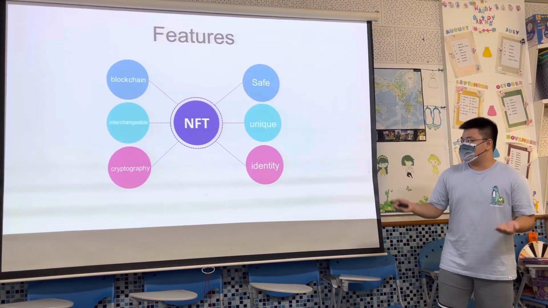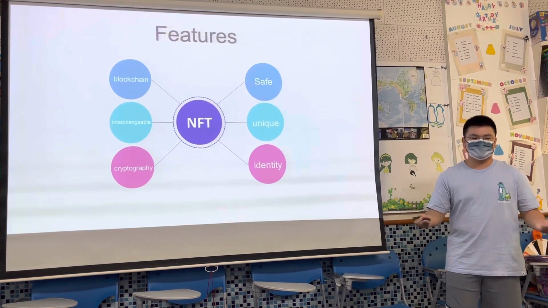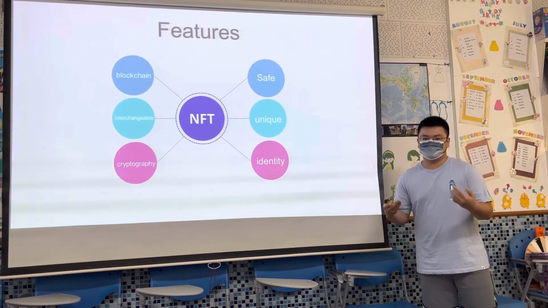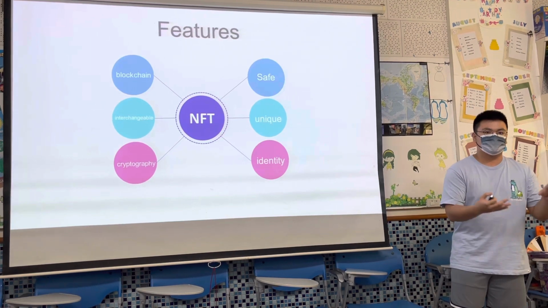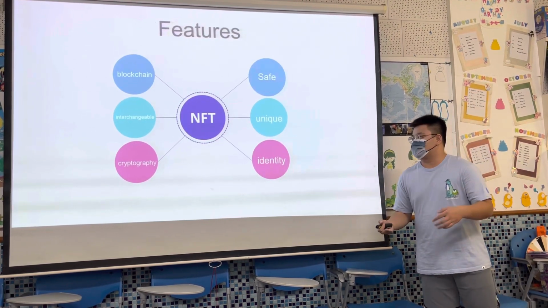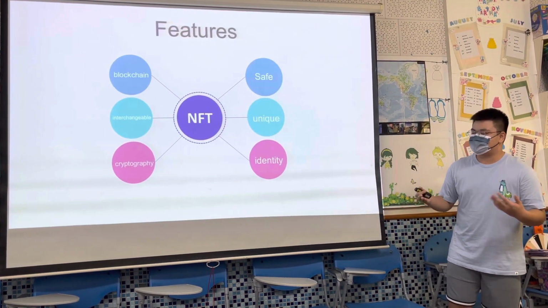To sum up, here are some features of NFT. First of all, it is safe and unique because it uses the blockchain as one of its core technologies, and the identification code is also unchangeable because of the cryptography.